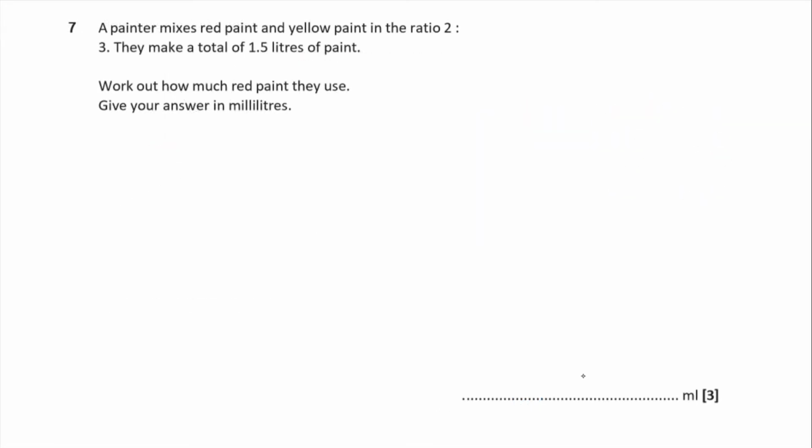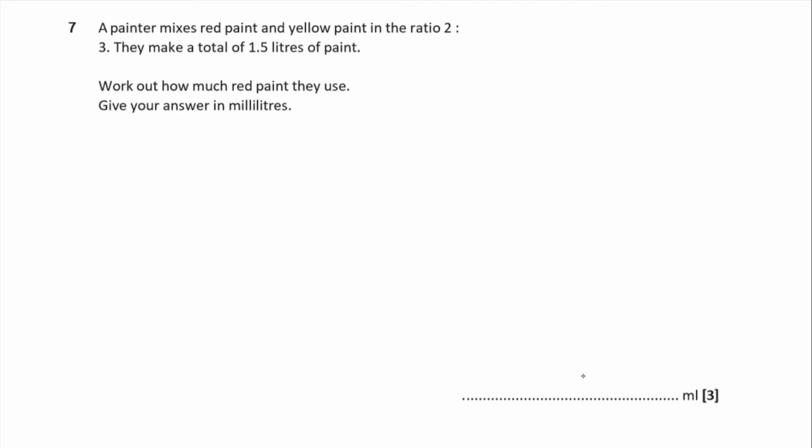Question 7. A painter mixes red paint and yellow paint in the ratio of 2 to 3. They make a total of 1.5 litres of paint. Work out how much red paint they used. Give your answers in millilitres. Okay? So this is like a dividing by ratio question.